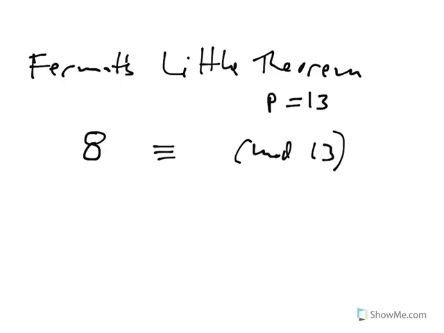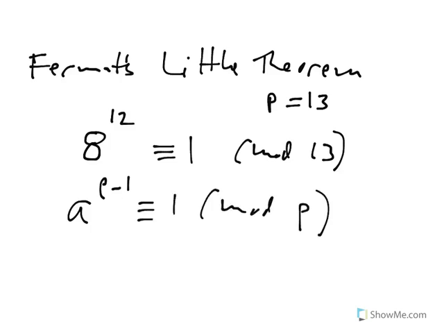If you raise 8 to 1 less than the prime, and then you mod it by the prime itself, you're going to get 1. That's what Fermat's little theorem says. A to the p minus 1 will get us 1 if we mod it by p.